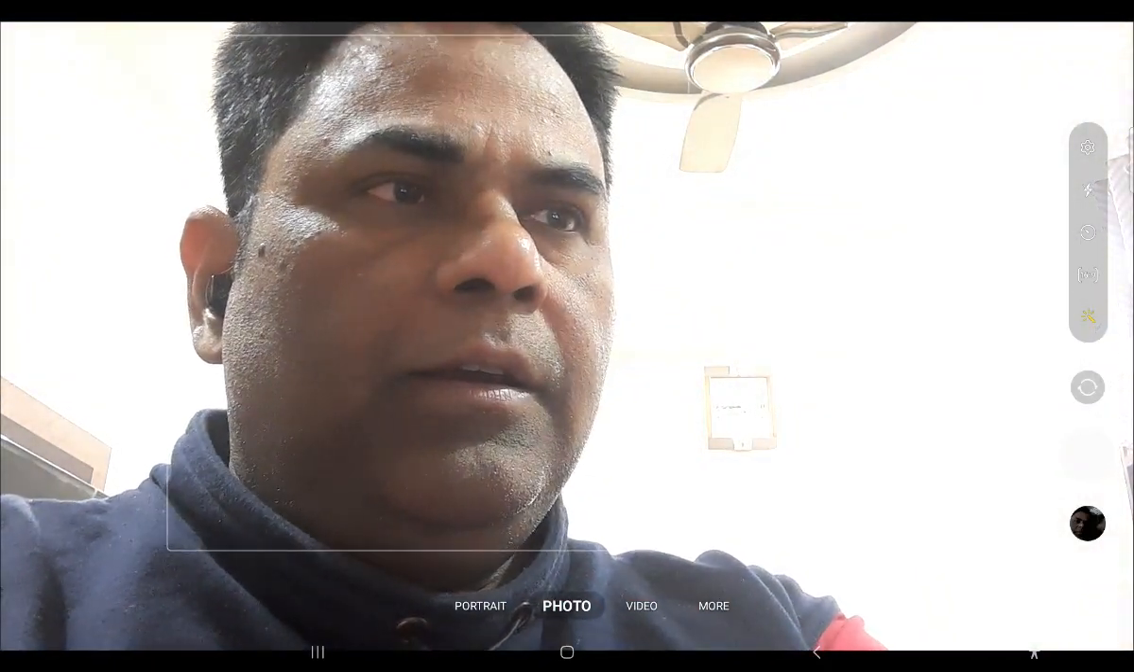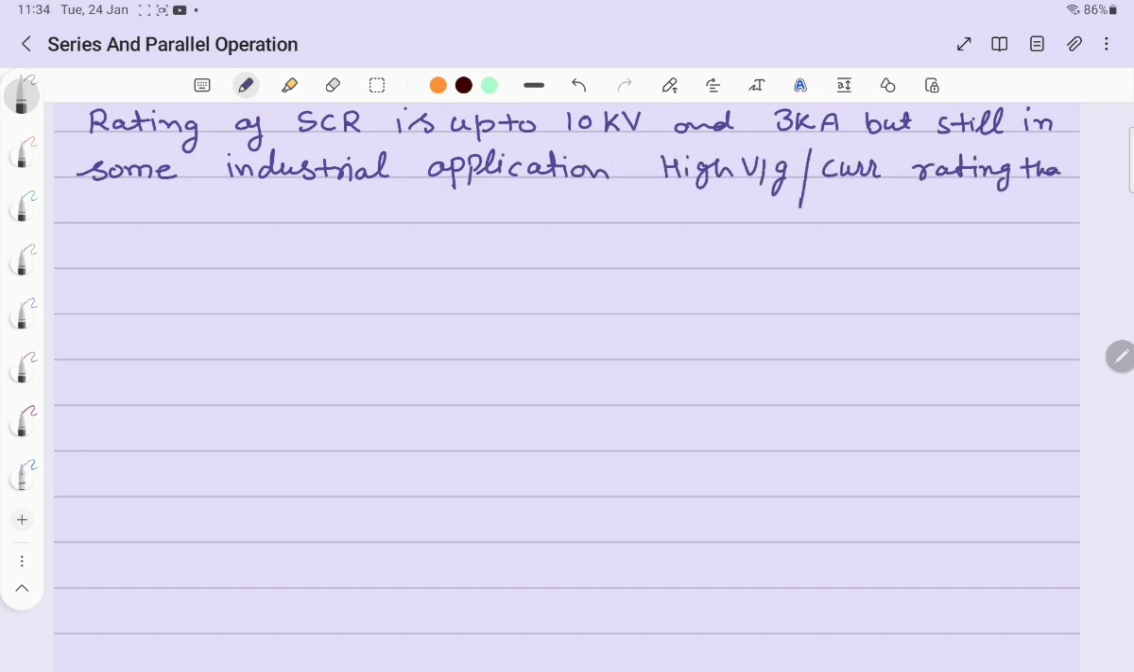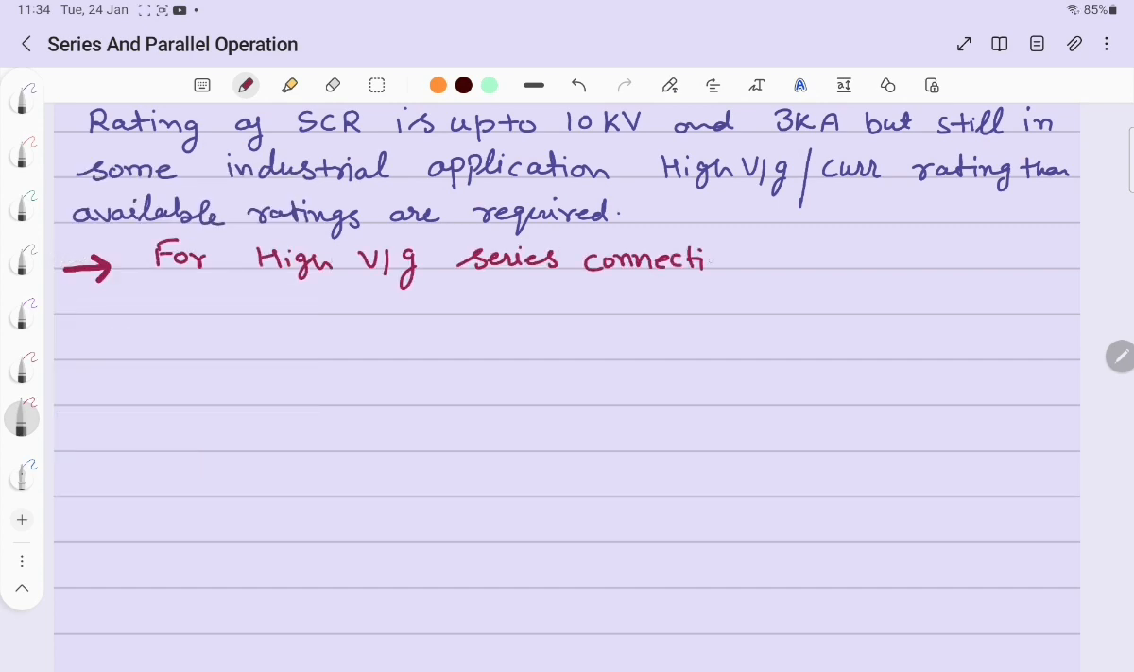So dear student, today we are going to study series parallel operation of SCR, right? As we know that the rating of SCR could be up to 10 kV, and current rating could be up to 3 kiloampere. But still there are some industrial applications where we require further high rating of voltage and current, right?